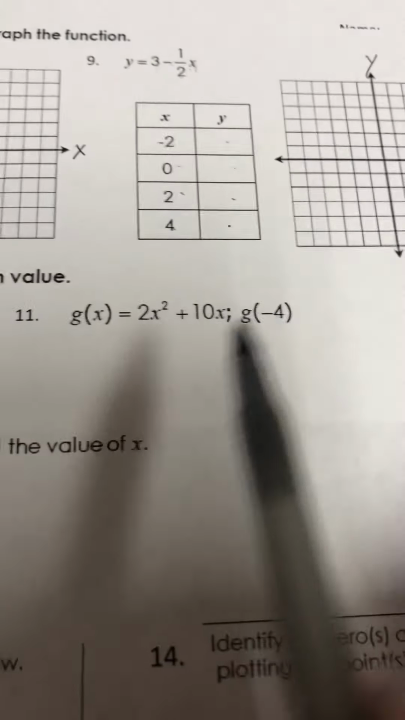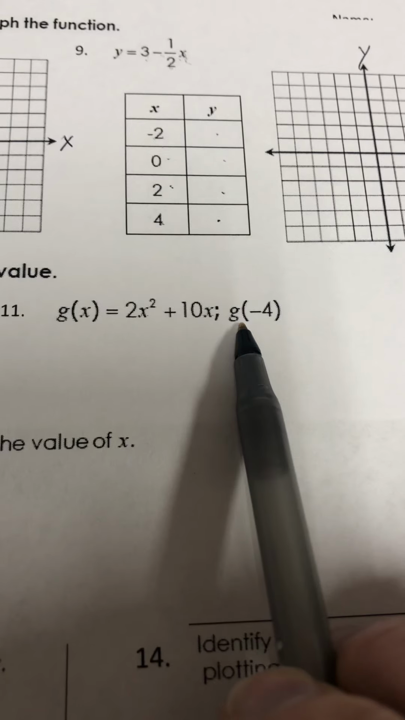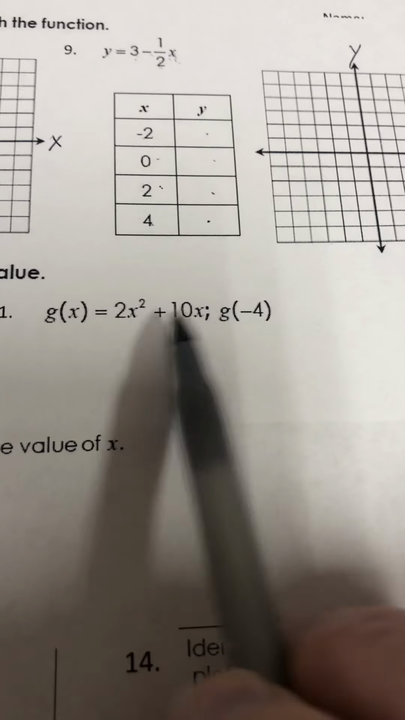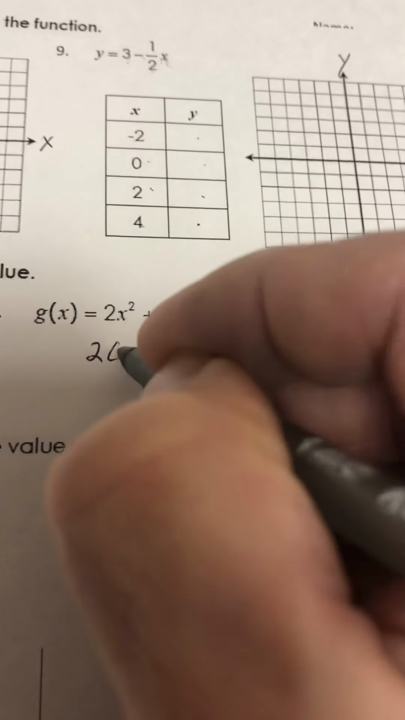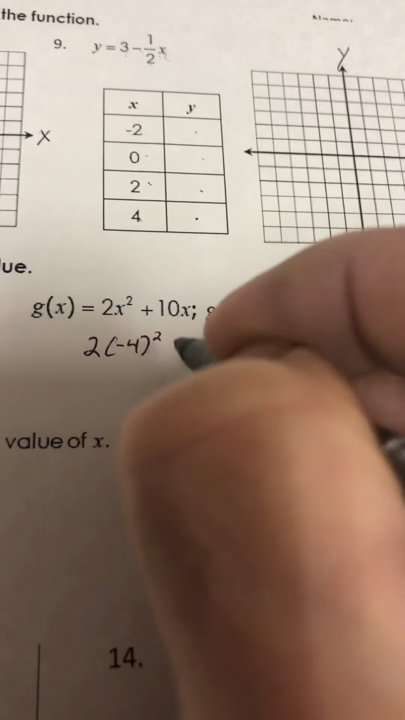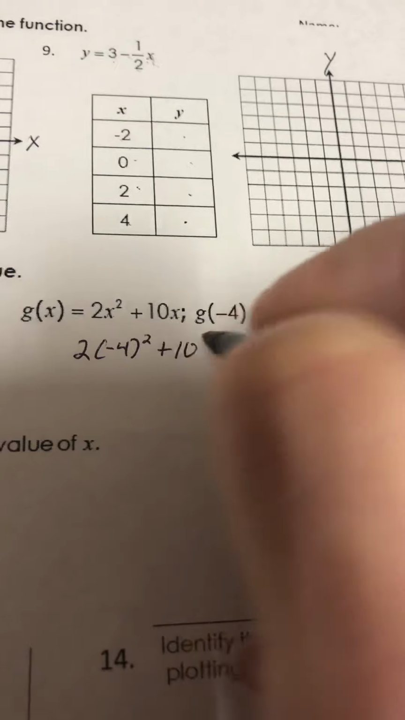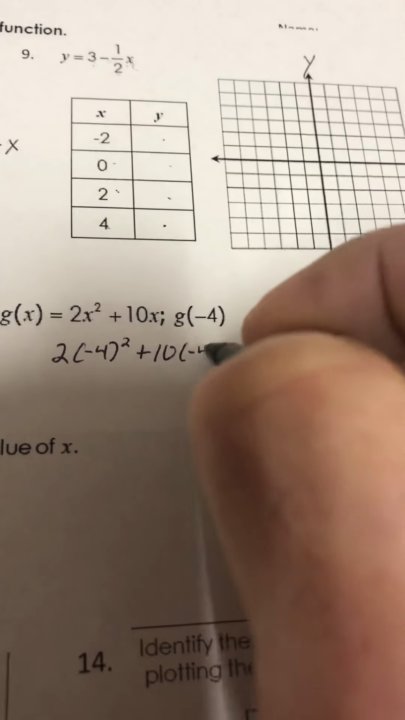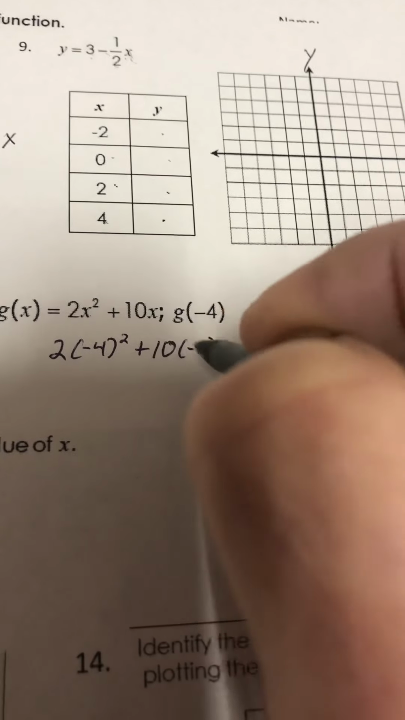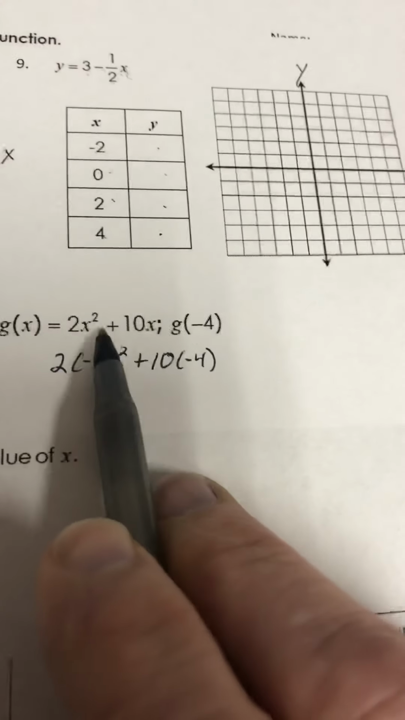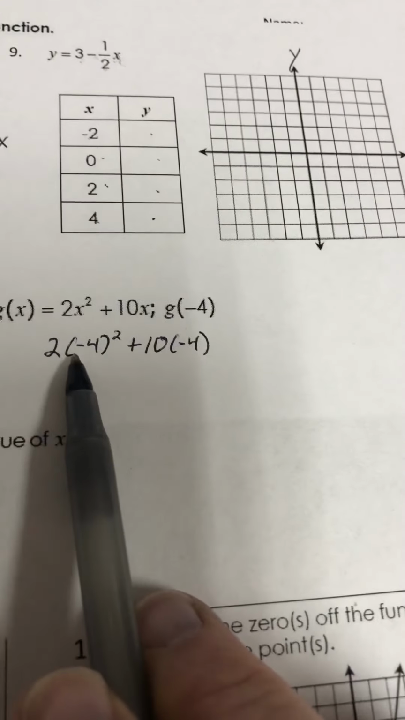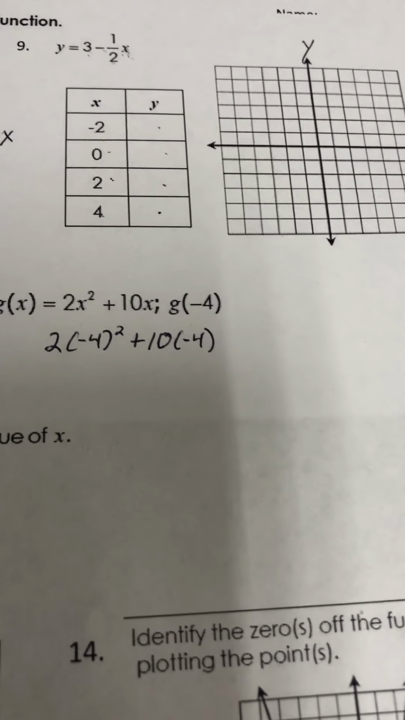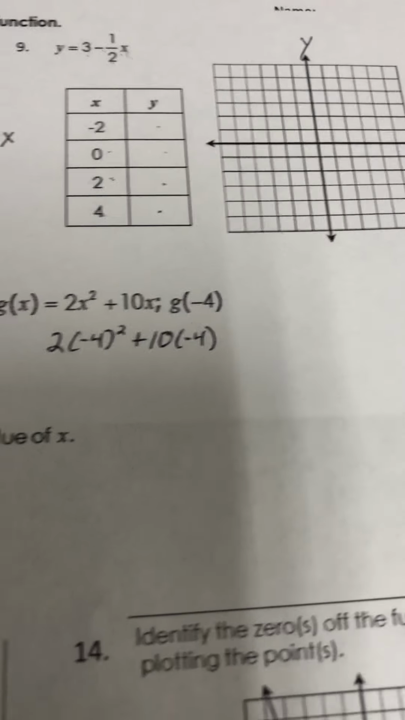For number 11, we're going to plug in -4 for x. So we have 2 times -4, and that's squared, plus 10 times -4. Okay? Because there's x in 2 places here. And just plug that into your calculator. And you could even use the parentheses in your calculator, and it'll come out just the way we want.